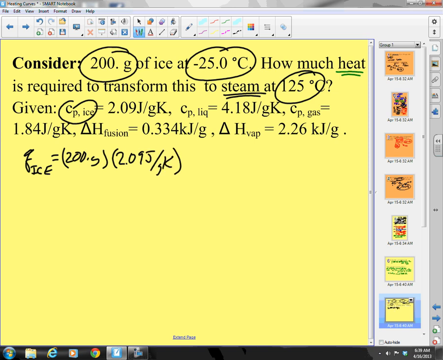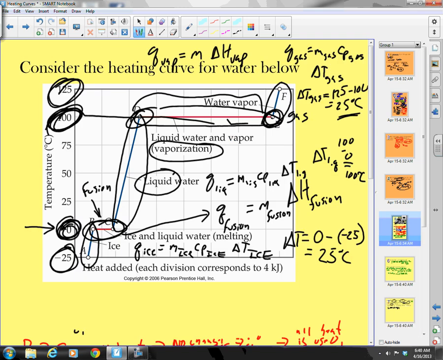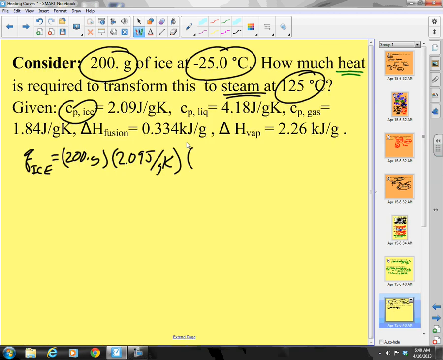And then what's my delta T? My delta T, we said, was what? My delta T was going from minus 25 to 0, so that's a 25 Celsius delta T. Good. Now notice that's K and that's C. Is that a problem?